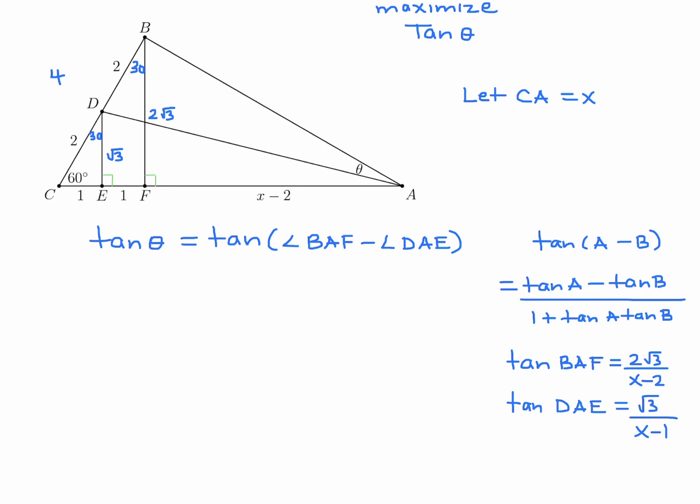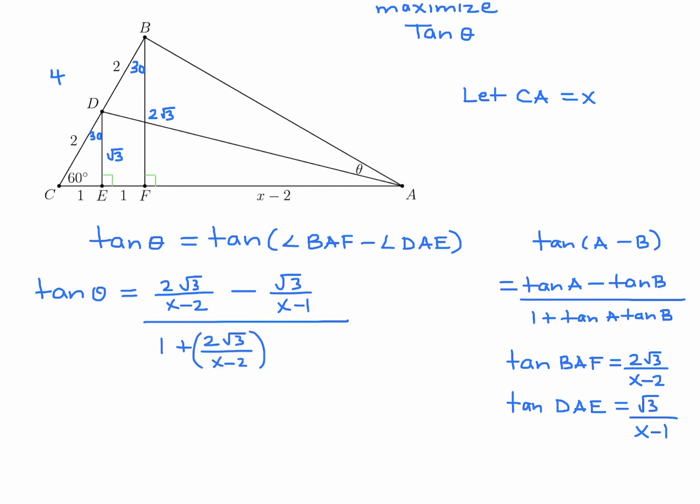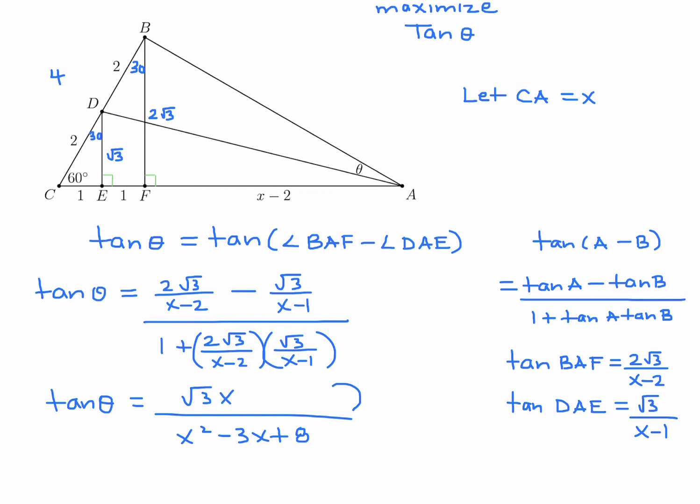All right, so now we can proceed with this equation using our tan rule, which is right here. So it's going to be tan of BAF, which is 2 root 3 over x minus 2, minus the tan of DAE, which is root 3 over x minus 1, all over 1 plus 2 root 3 over x minus 2 times root 3 over x minus 1, like that. And simplifying, after you do all the algebra, you get root 3x all over x squared minus 3x plus 8. And this is what we have to maximize.